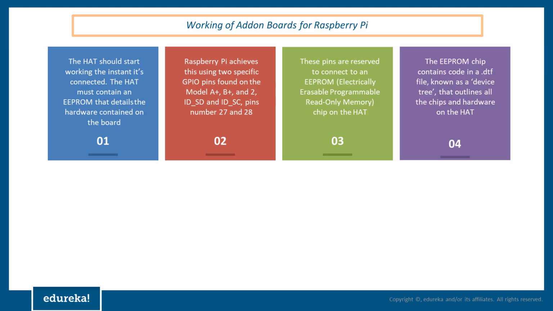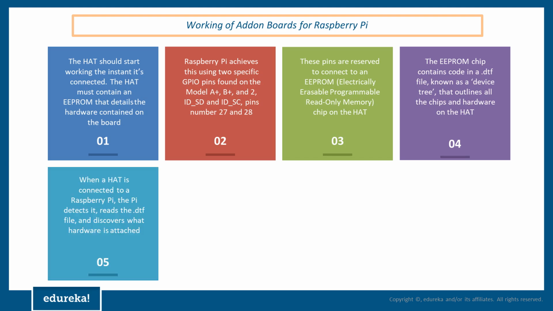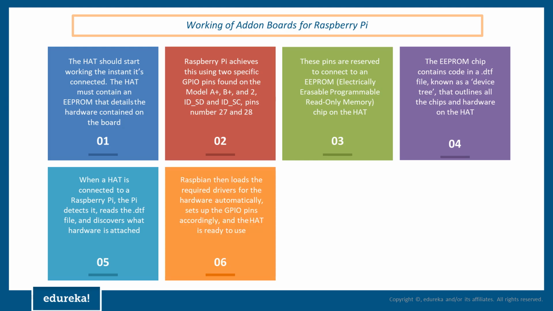The EEPROM chip contains code in a .dtf file, which is known as the device tree, that outlines all the chips and hardware on the HAT in a standard predetermined format, called the .dtf format. The moment a HAT is plugged onto the Raspberry Pi and you power on the Pi, it detects that something is connected on the two pins, reads the DTF file, and discovers what hardware is attached. Then Raspbian, which is the operating system, automatically loads the driver for that hardware and sets up the GPIO pins accordingly. So without any intervention, your sensors are straight away connected to the Raspberry Pi.